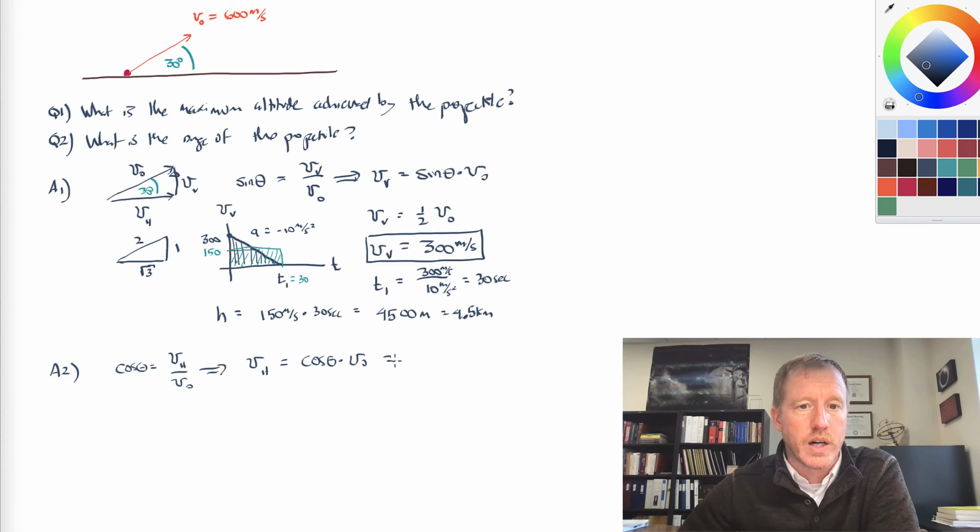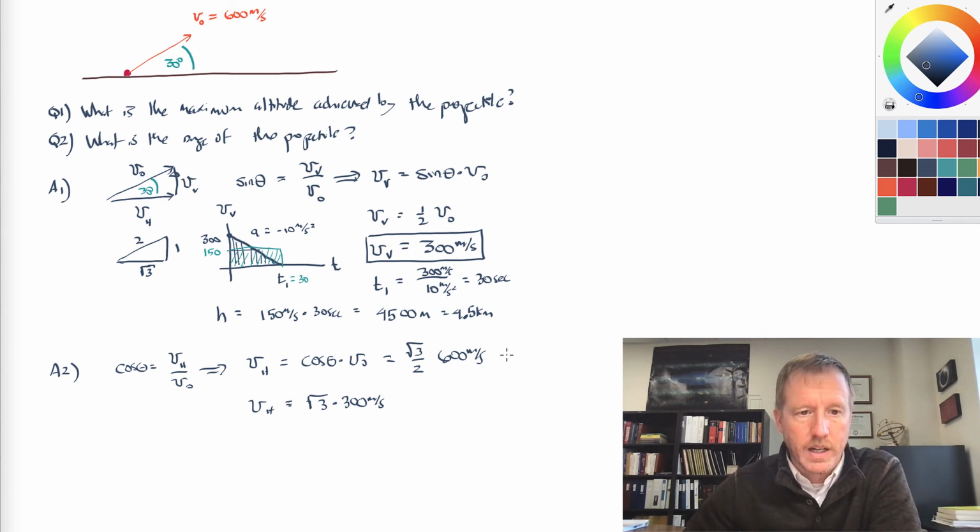Well, what's cosine of theta? Cosine of theta is adjacent over hypotenuse. That's √3/2 times 600 meters per second. And so we get that the horizontal velocity is going to be equal to √3 times 300 meters per second. And I don't have a calculator handy, so I'll just leave it in that form.